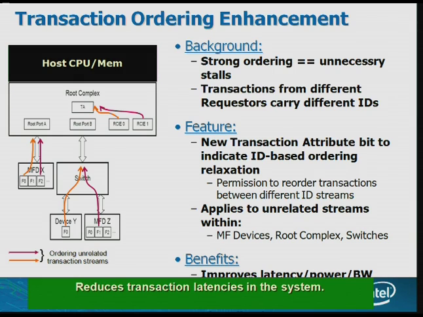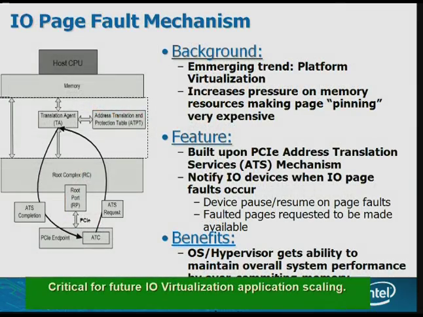So we decided to provide permission for these entities to optimize the traffic flows by treating transactions from different requesters as essentially non-ordered. I/O page fault mechanism. Virtualization is the emerging trend in terms of the platforms. With virtualization, you may have multiple copies of the operating systems, even a single copy of an operating system. When you need to pin the pages for the I/O, it creates increased pressure on the memory, and with virtualization, that just kind of explodes.